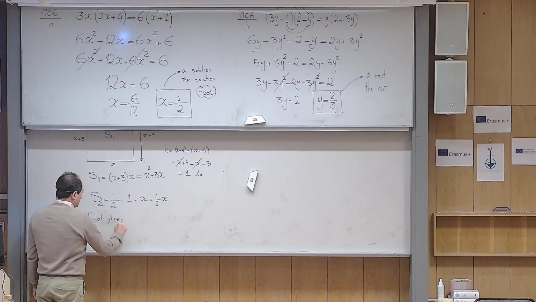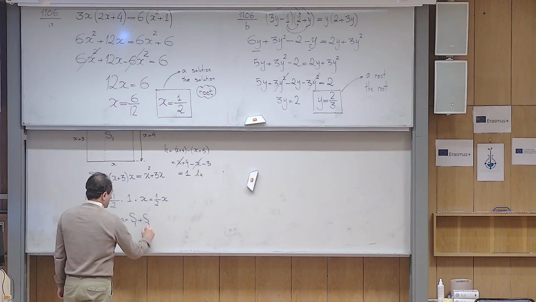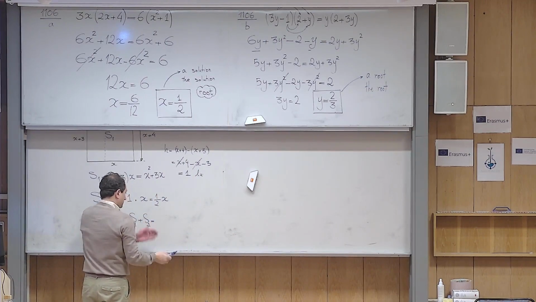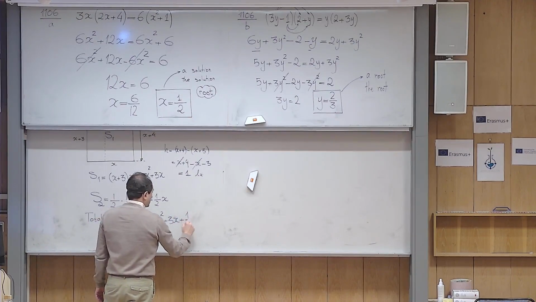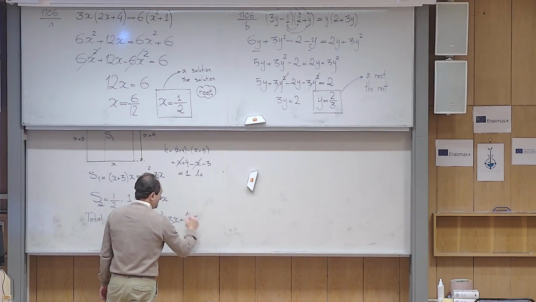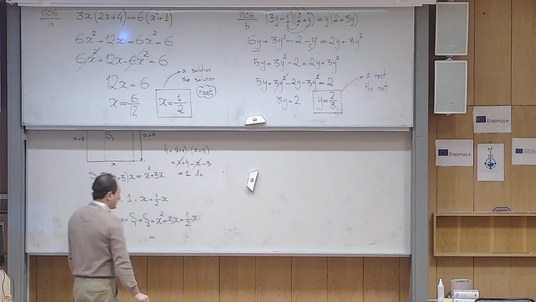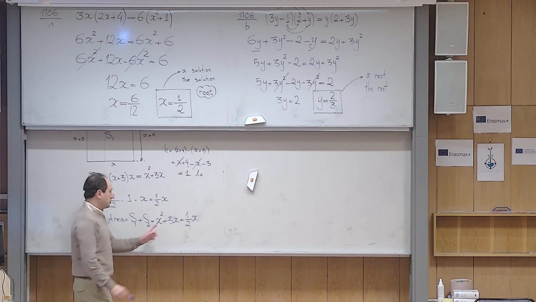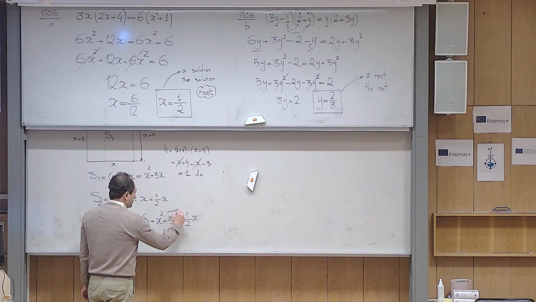But the total area is what? Is S1 plus S2. S1 is this expression, x squared plus 3x, and then I have 1 over 2 x. Okay, so you have to be careful. How can I simplify it more? Is there any similar term? Yes, these two. So this is alone, but what can I write instead of these two together?